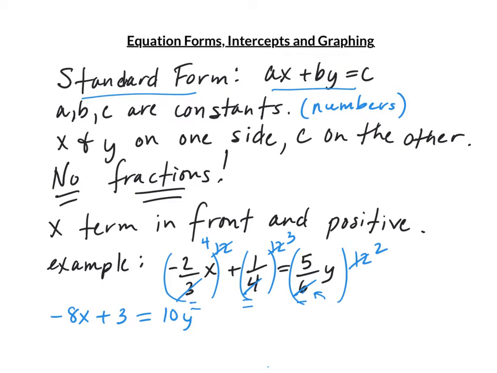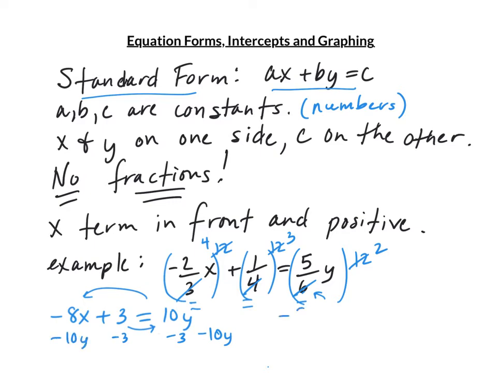Now, you could do this a couple different ways. You could move the 8x over with the 10y if you wanted. That would make the negative 8x positive, which is what I'm going to want to have happen. But let's say I didn't notice that. I need to do two things. I'll move the 10y over with the 8x, and I'll move the 3 over with the 10. So I'm going to subtract a 3 to move it to the other side, and I'm going to subtract a 10y.